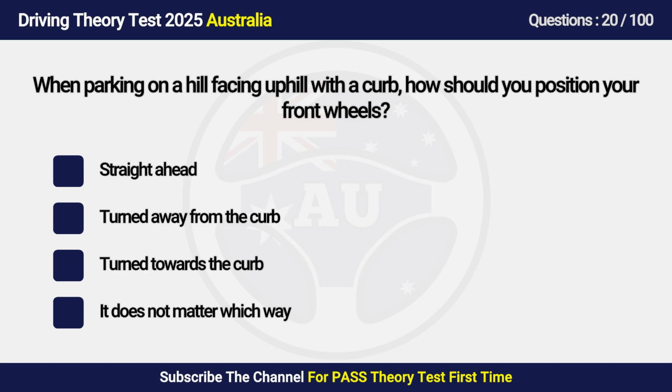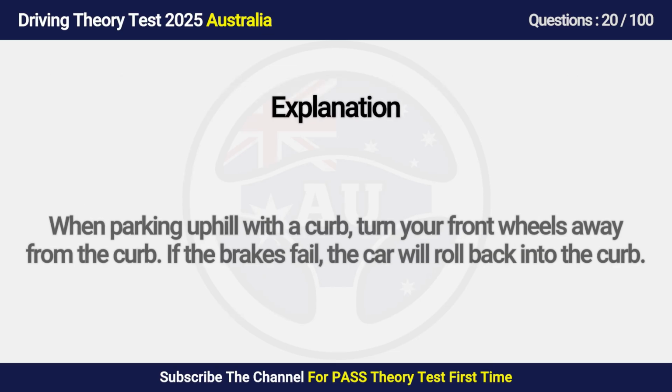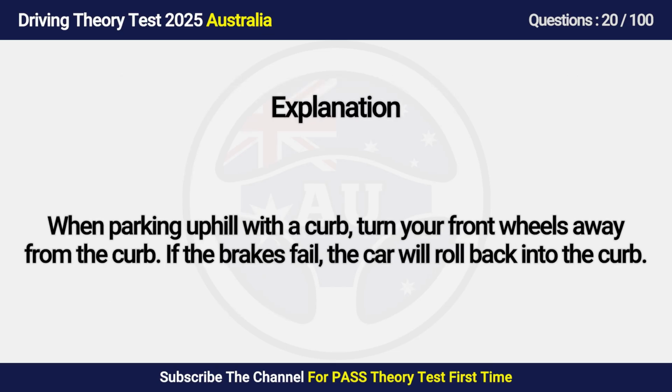A. Straight ahead. B. Turned away from the curb. C. Turned towards the curb. D. It does not matter which way. Answer is B. Turned away from the curb. When parking uphill with a curb, turn your front wheels away from the curb. If the brakes fail, the car will roll back into the curb.